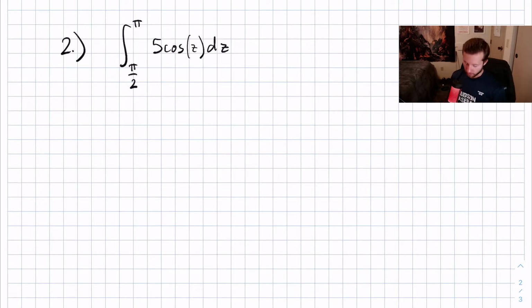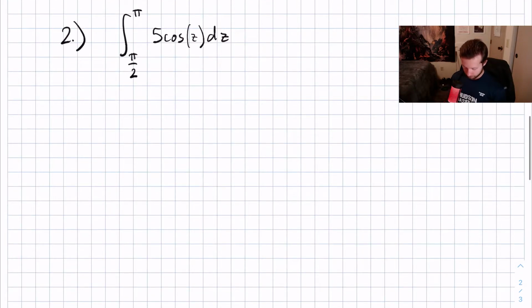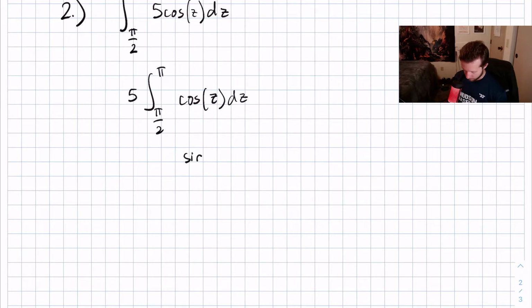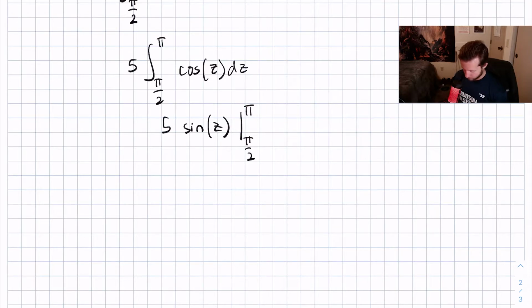All right, for this next one I got a definite integral, a very easy one to start off with, but I'm sure a lot of you haven't done integrals like this in a long time. It's 5 cosine of z dz from pi over 2 to pi. We have a constant out here, so we can just move that out front, which will give us something like this. I'm sure you immediately know what the integral of cosine is, and that is sine. Then we solve for that from pi over 2 to pi. Don't forget our little constant out front there.